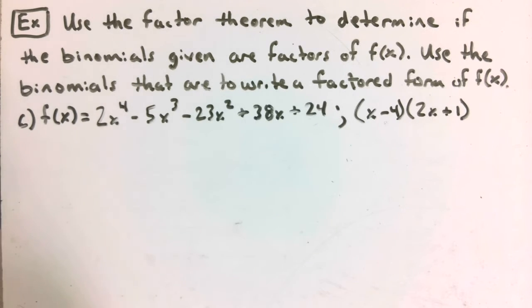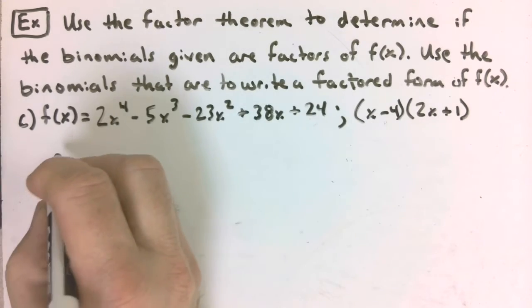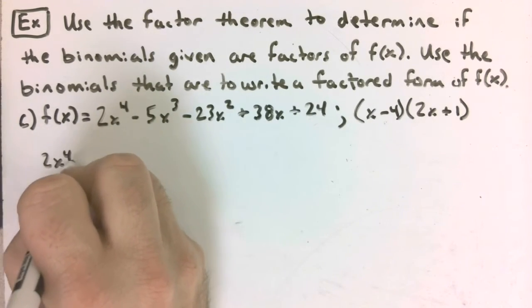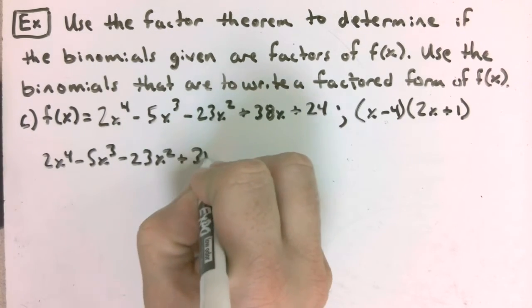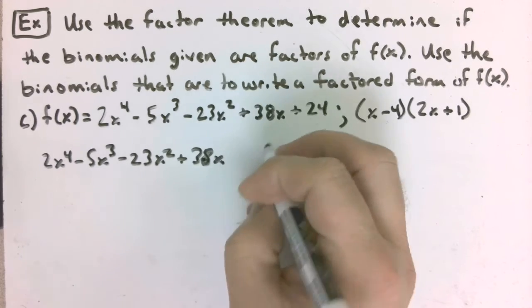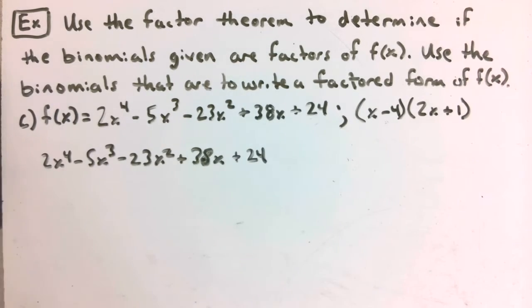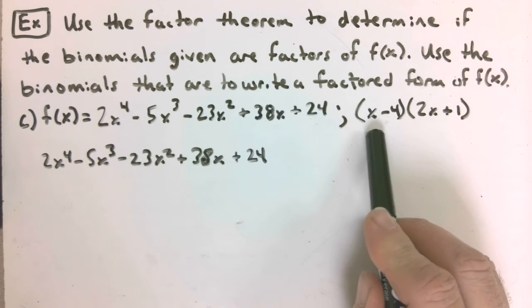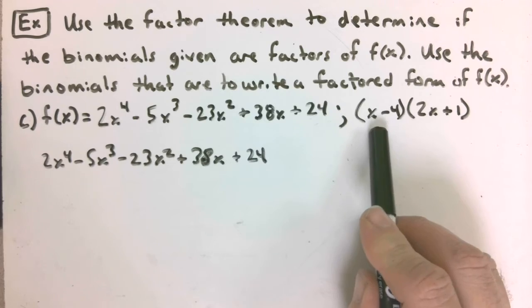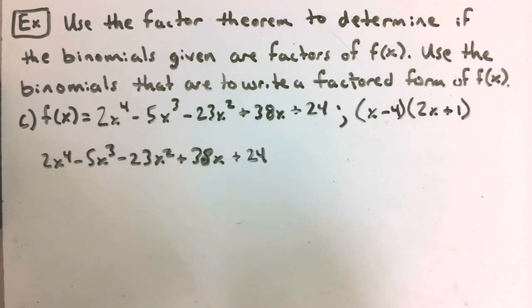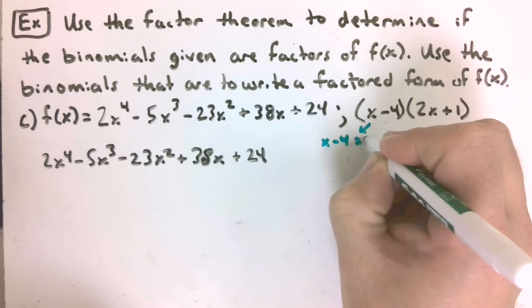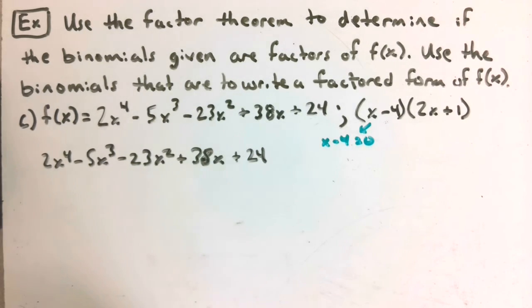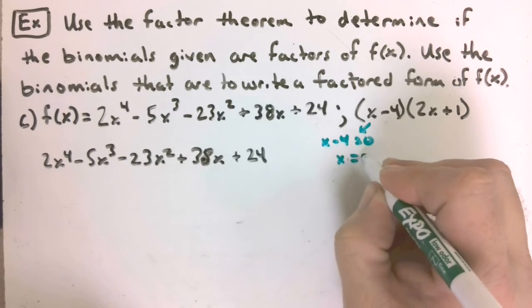So for this problem, I'm going to take a look at our original polynomial here, 2x to the 4th minus 5x cubed minus 23x squared plus 38x plus 24. I want to see if that is evenly divisible by this first possible factor, x minus 4. So I'm going to set x minus 4 equals 0 and solve that by adding 4 on both sides. That would give me x is equal to 4.